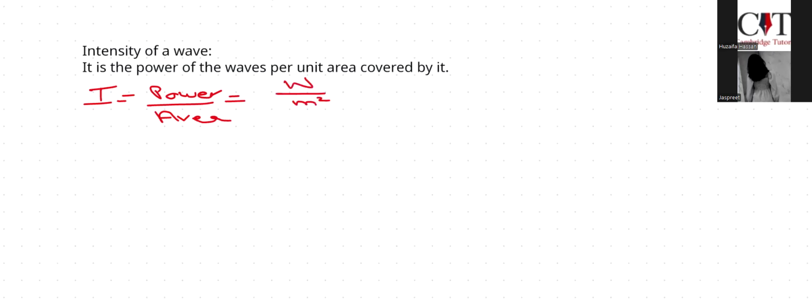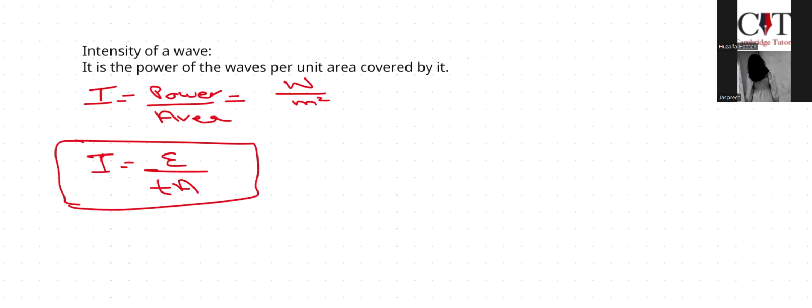So if you have to find the intensity of a wave, that is how intense a wave is, you just have to divide power by area of the wave. Is this clear? Yes, sir. You can further rephrase the formula because we know that power is equal to energy over time. So I can replace power by energy over time, so it would be energy over time into area as well. You can use either formula according to the data given to you for intensity. E stands for energy in joules, A stands for area, T stands for time in seconds.